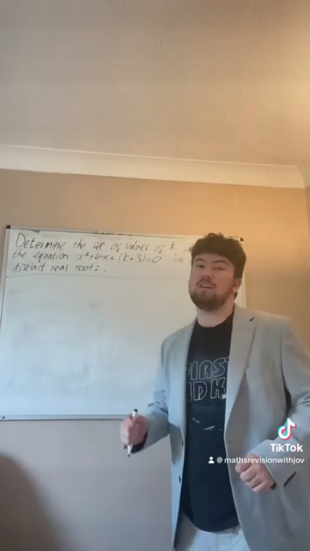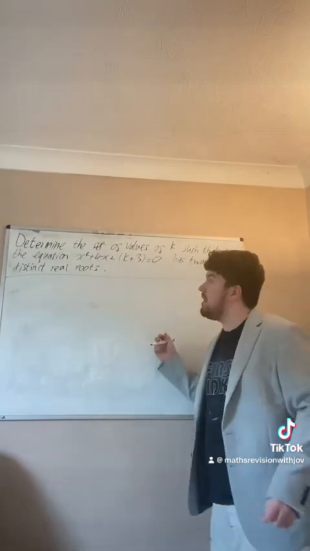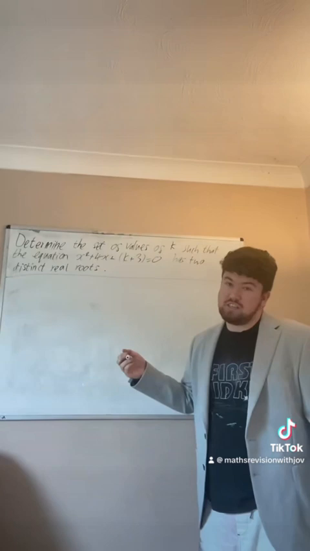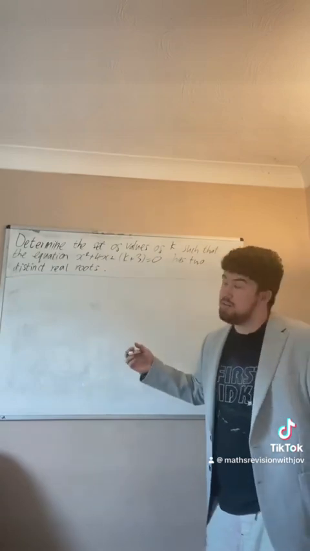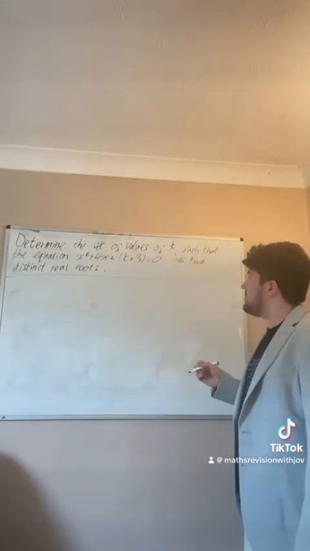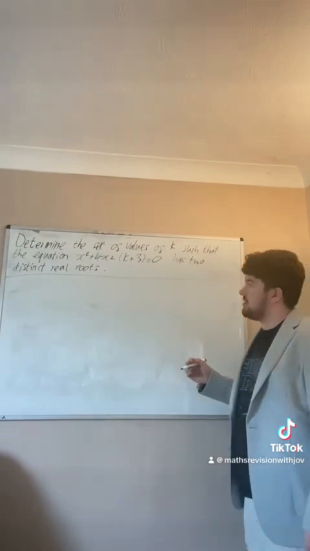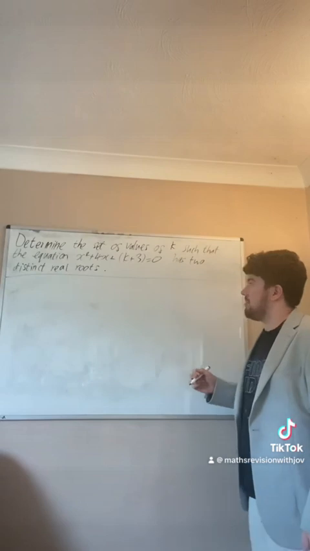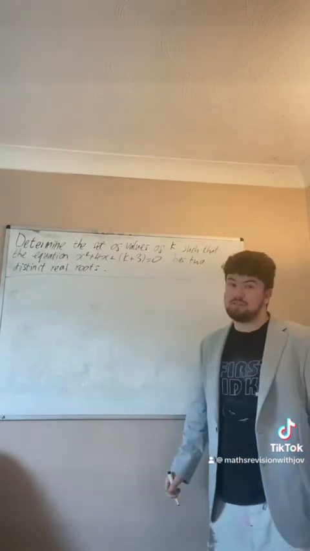Today we're actually going to be looking at an A-level problem. However, the techniques used to solve it are no higher than GCSE level. I'll show you why in a minute. But the question reads, determine the set of values of k such that the equation x squared plus 4x plus k plus 3 equals 0 has two distinct real roots.